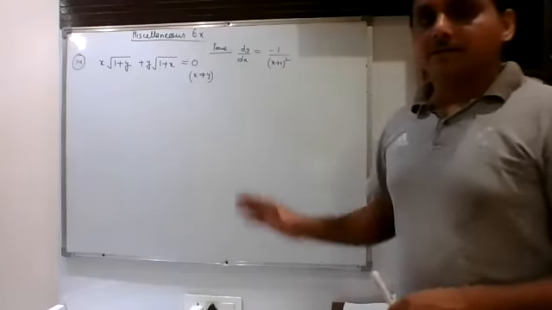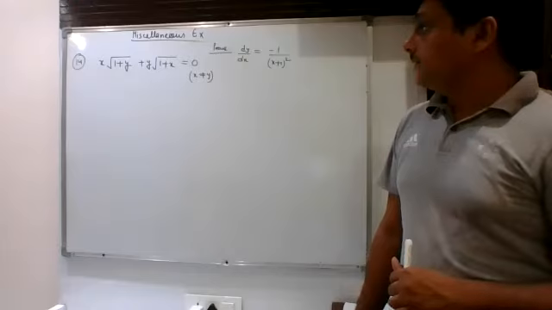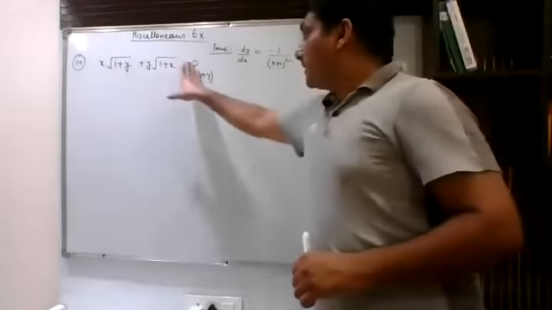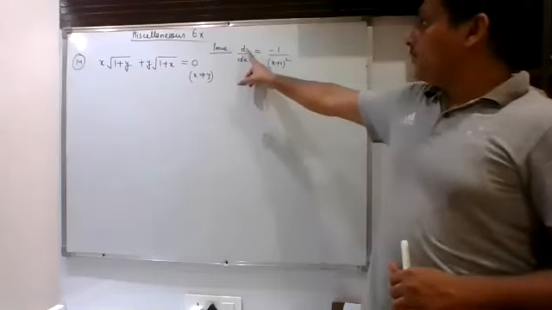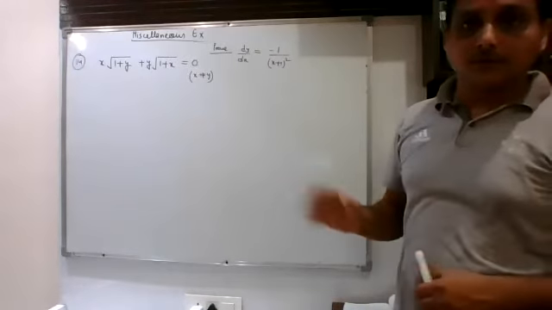Okay, so now we can see question number 14 of the miscellaneous exercise. Here, this expression is given and x is not equal to y. We want to prove that the derivative should be minus 1 upon (x plus 1) whole square. This is what we want to prove.